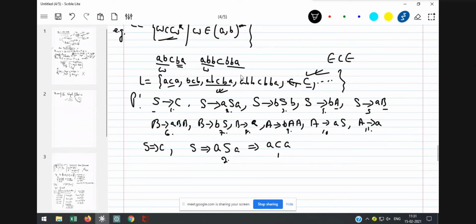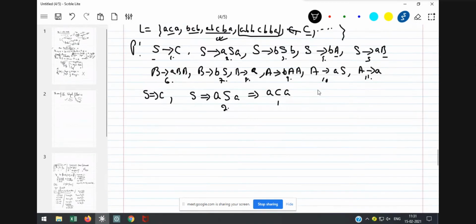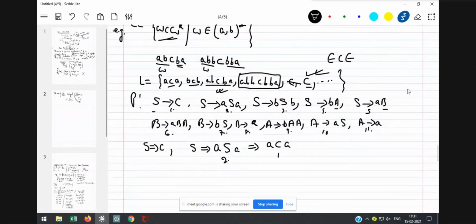So let me just try to derive this. A, B, B, C, B, B, A. Let me just try. Don't be confused. This is an interesting paper.